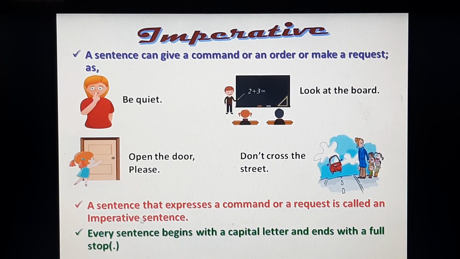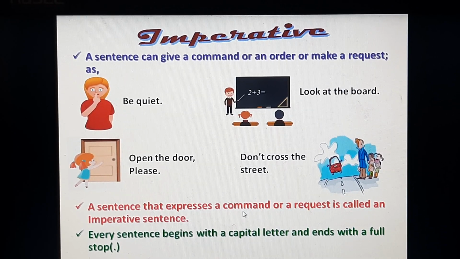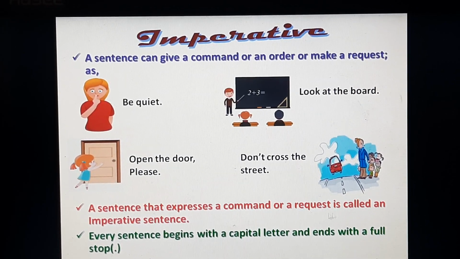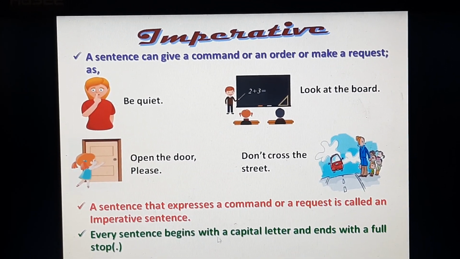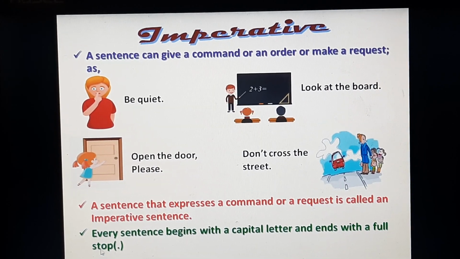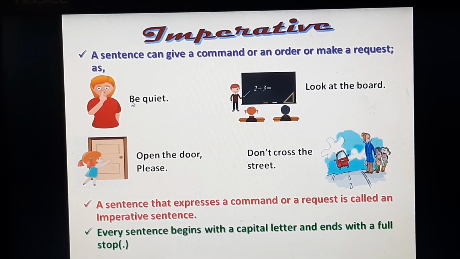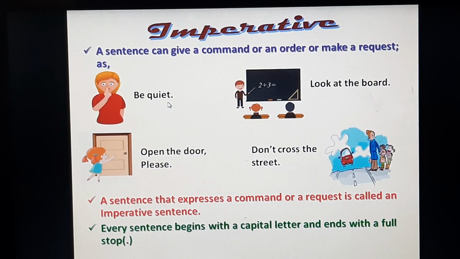So, an imperative sentence expresses a command or a request. Such a sentence is called an imperative sentence. Every imperative sentence begins with the capital letter and ends with the full stop. We can see it here. Capital letter, ends with the full stop.